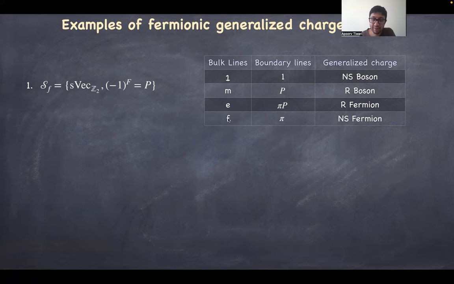Meanwhile, the fermionic line in the SymTFT ends on just the pi line, and the pi line can also be thought of as an untwisted sector fermion. So it's an NS sector fermion.